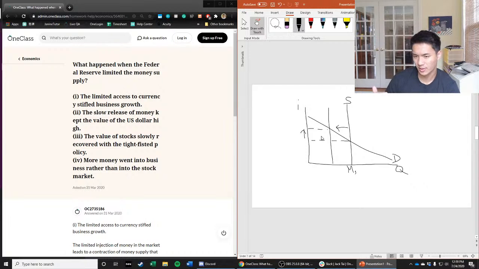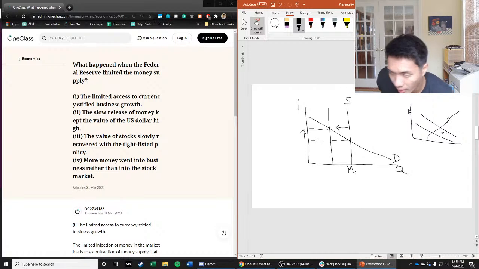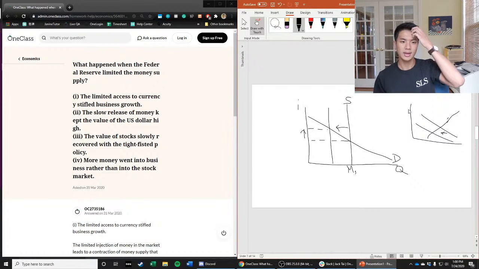And so that discouragement results in a shrinking of the aggregate demand curve as businesses engage in less and less investment. So on the aggregate demand curve, it's going to look something like this, right? It's going to look like a leftward shift. So that is one of the effects of the Federal Reserve's limiting the money supply. So let's take a look at which one of these is the correct answer here.